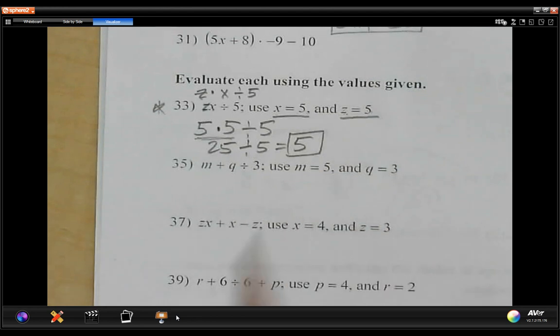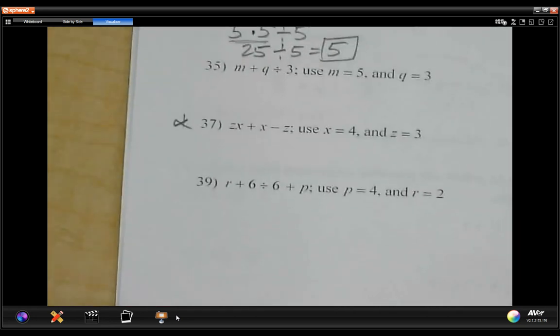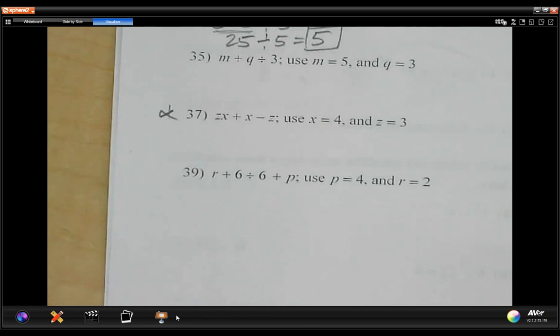So these will have a numerical answer that you're going to come to, okay? And the way you're going to get to that numerical answer is by putting in the value of the variables that have been given to you. Let's work through one more of these. Let's go to number 37. It's got zx plus x minus z.